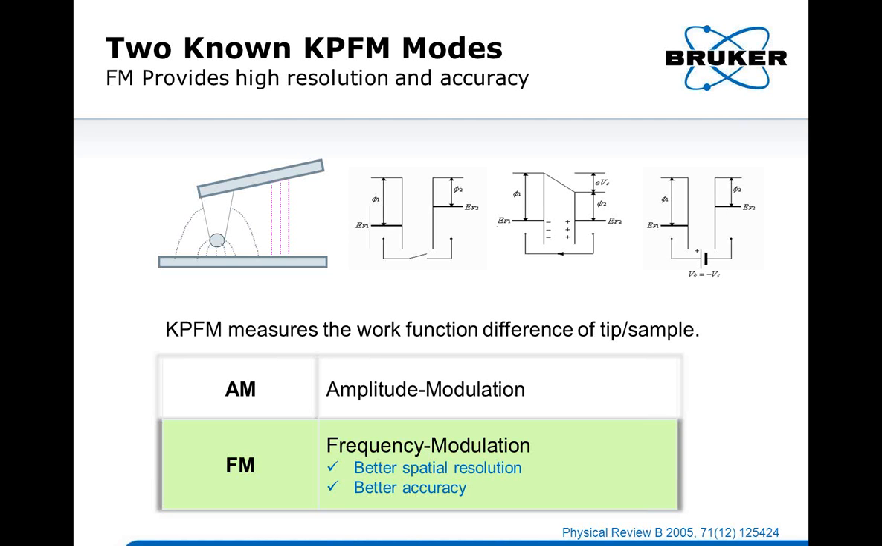Now, what KPFM is doing is measuring this difference, the work function difference. How? By applying a bias voltage across these two plates of the capacitor, so that it brings the charge back to a neutral state, so on either of the plates there will be no charge. At that point, the bias you applied will be equal to the work function difference of the tip and sample. That's also called the contact potential difference.